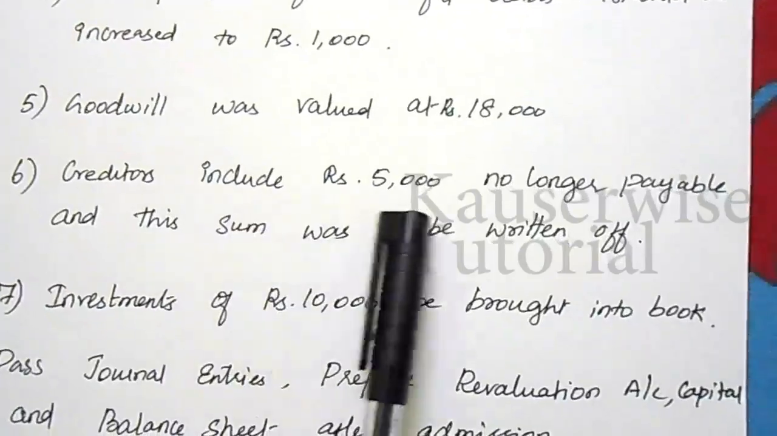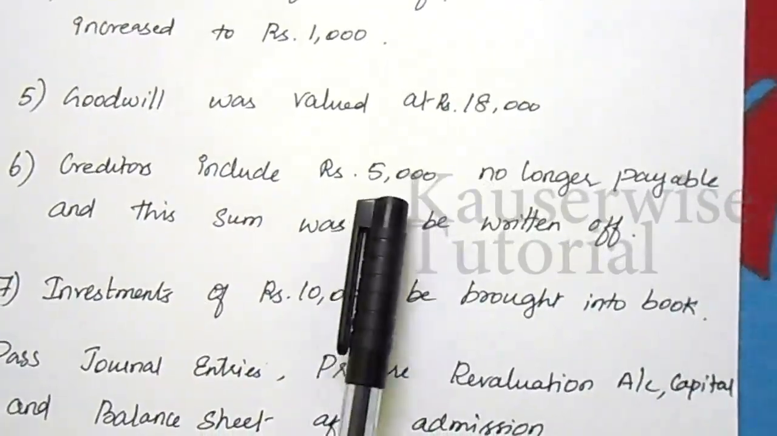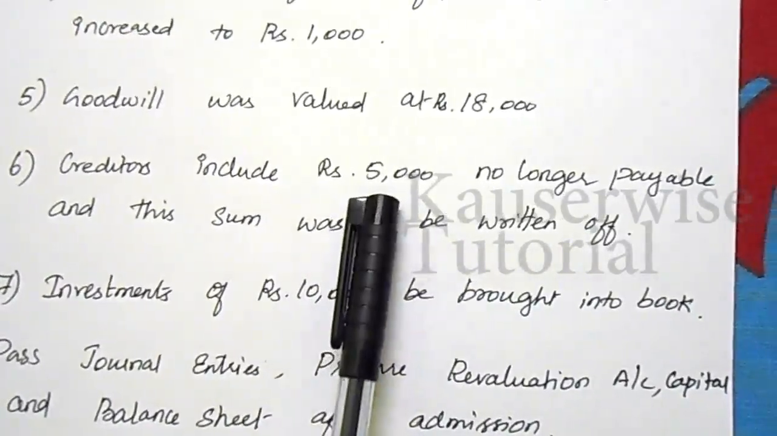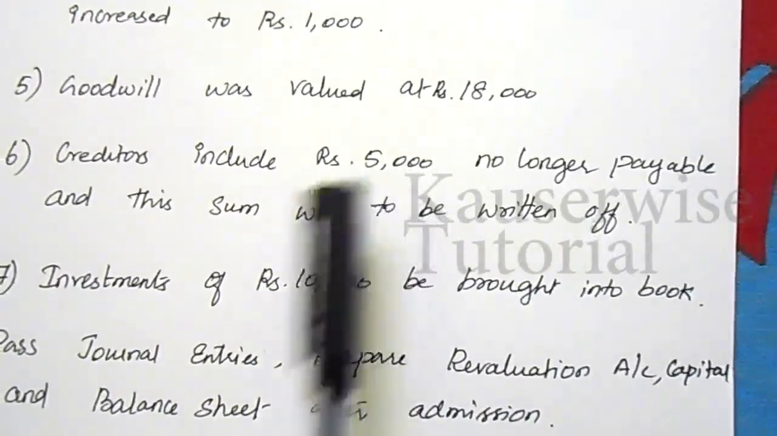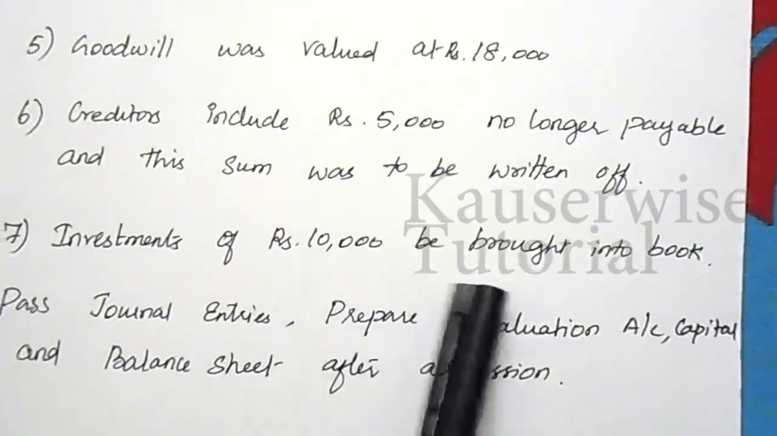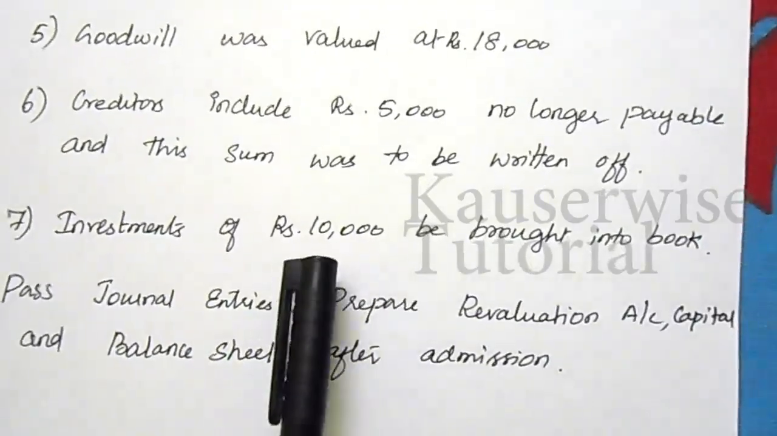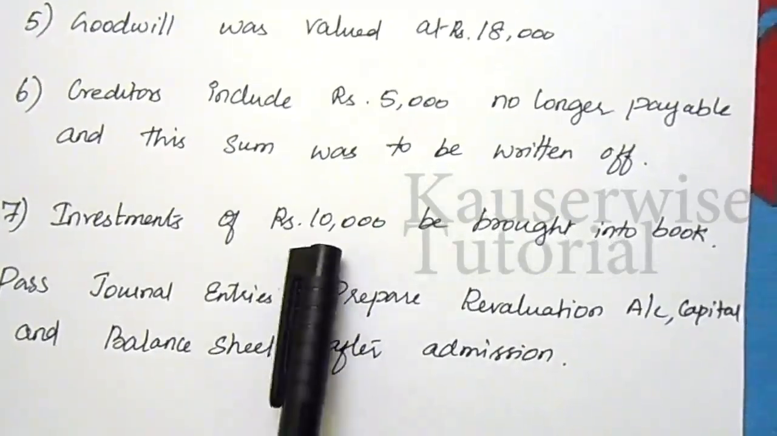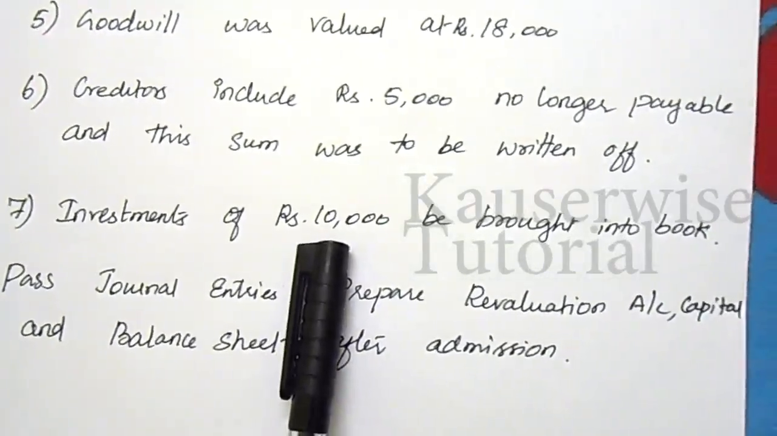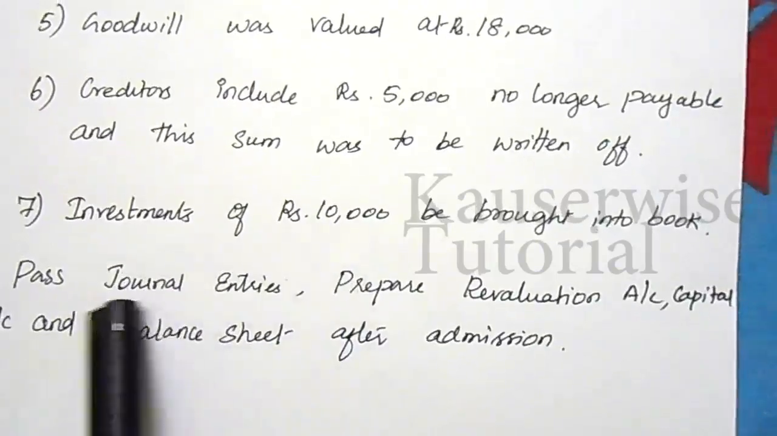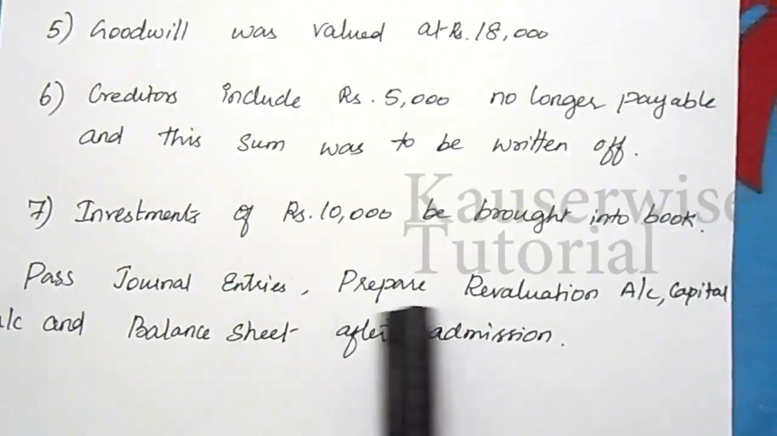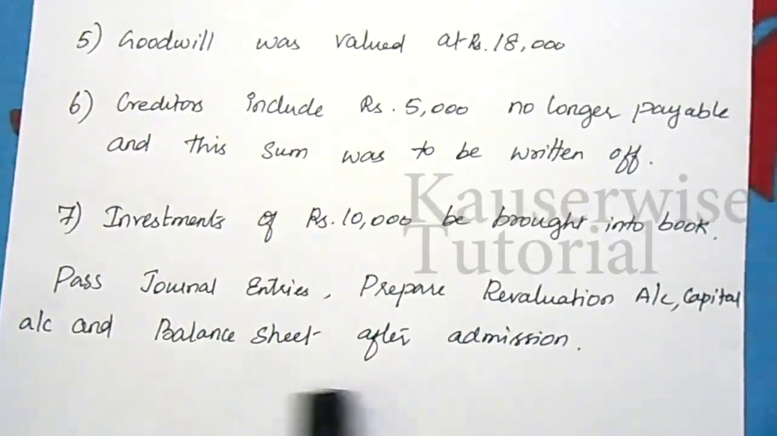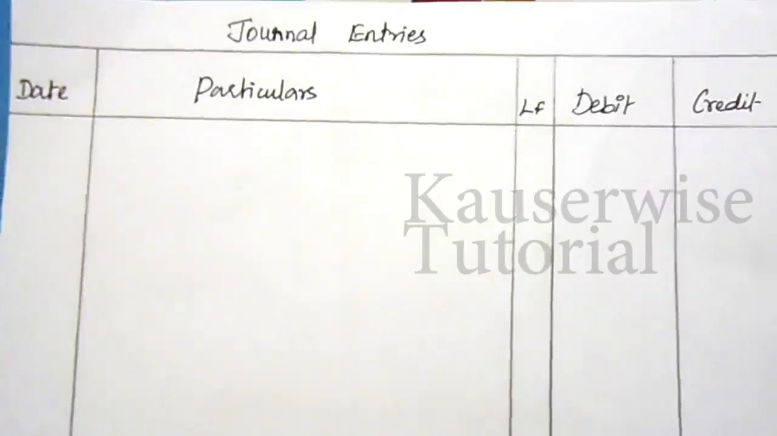And creditors include 5,000. So here they are going to write off the liability. Okay, so it is a gain for the partner. So profit item. Investment of 10,000 brought into account. So new asset they are going to enter in the revaluation account. So it is a gain for the partner. According to this you have to pass journal entries, and they ask you to prepare revaluation account, capital account and balance sheet after admission.